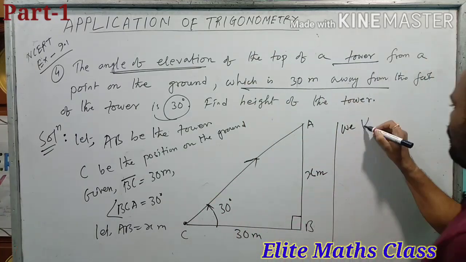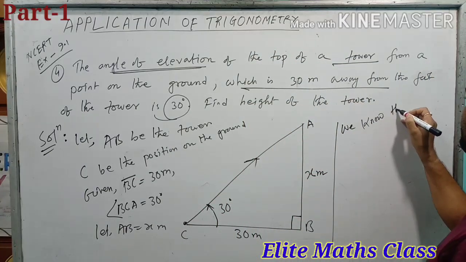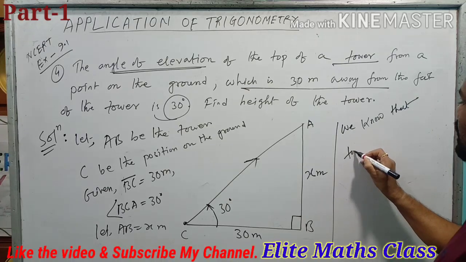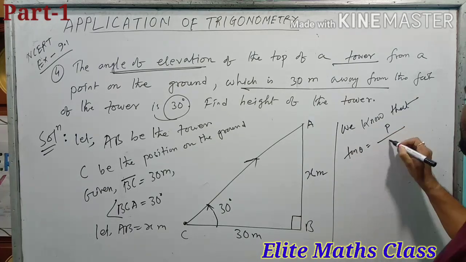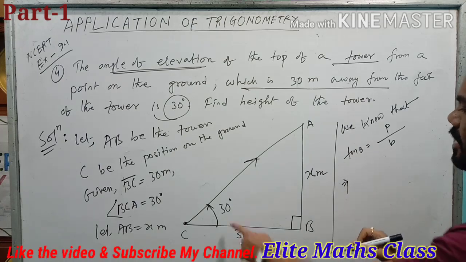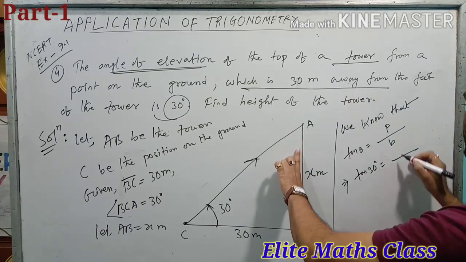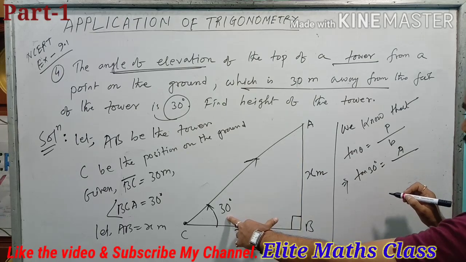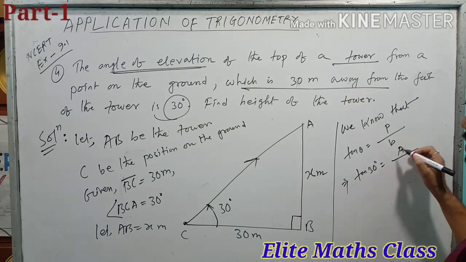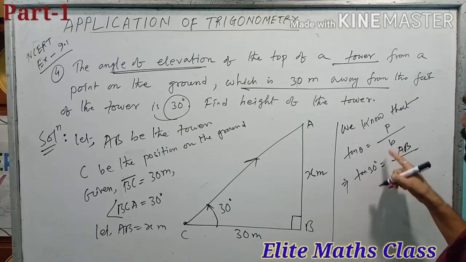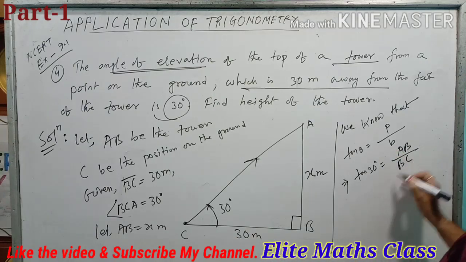Then write, we know that tan theta equals perpendicular by base. Here theta is 30 degrees, perpendicular is the side opposite the angle in consideration, that is AB, and base is BC.